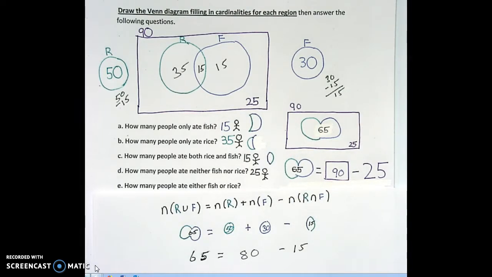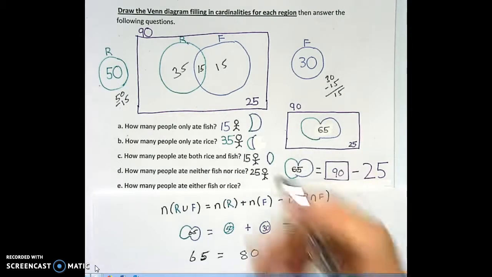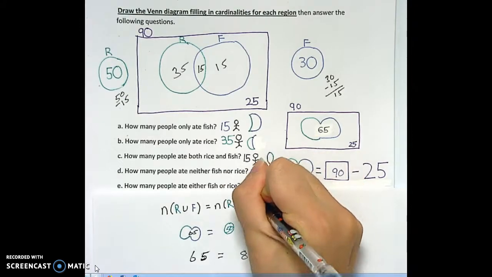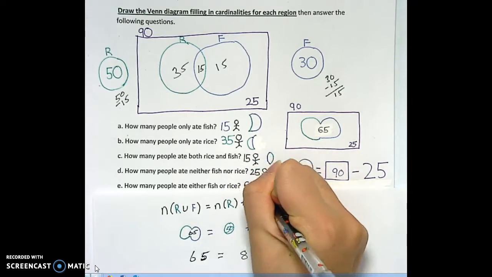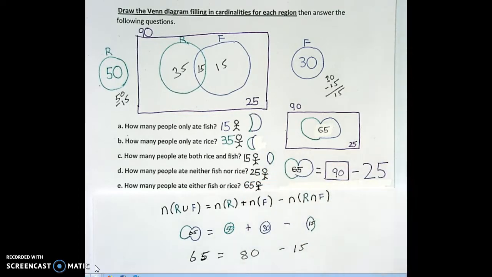Now this other one gets so many people. How many people ate either rice or fish? Wouldn't that be 65? 65. It is the rice or fish or both. Whenever it says or in this class, it means an inclusive or. So it's either rice or fish or both. You include everybody in that peanut looking shape thing, and we're good to go. I hope this helped.